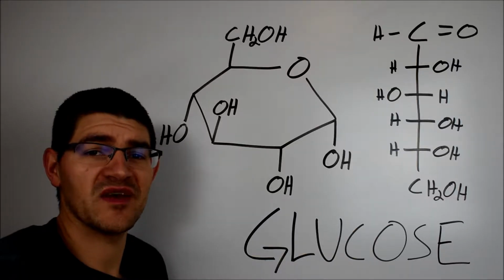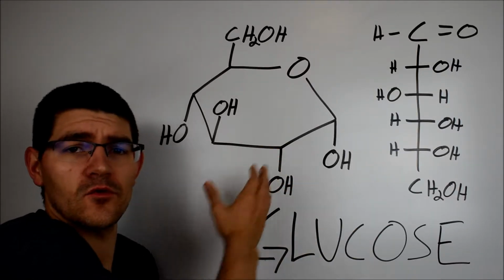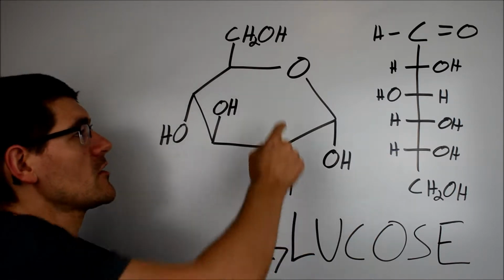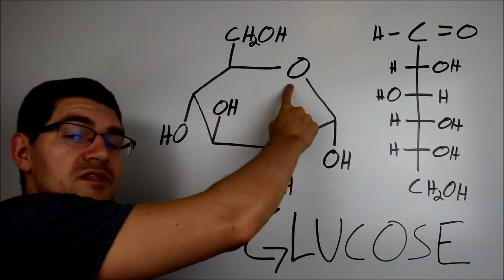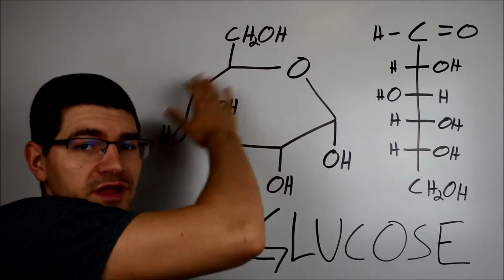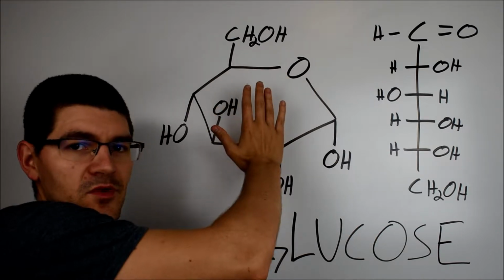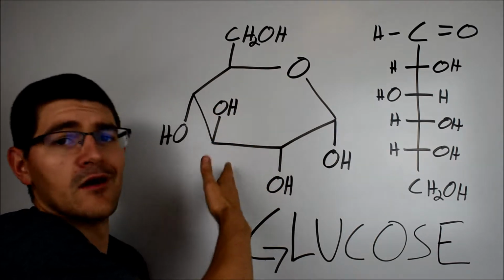I'll close out glucose by saying sometimes you'll hear the Haworth or the chair configuration referred to as a glucopyranose structure. Really all that says is the six-membered ring in here with the oxygen in one of the positions is called a pyranose ring. So the glucopyranose is just the six-membered ring cyclic structure of glucose.